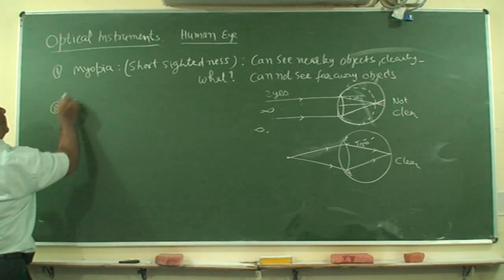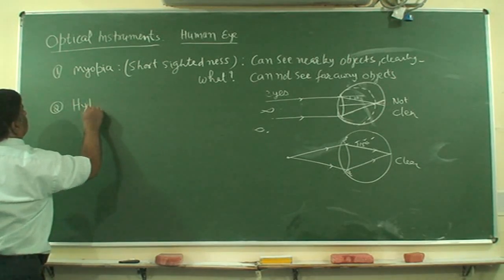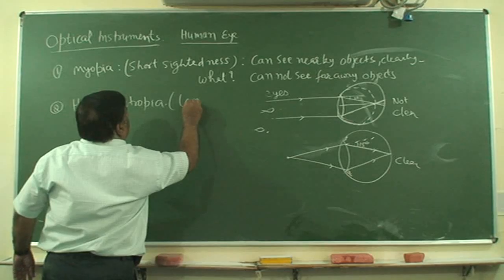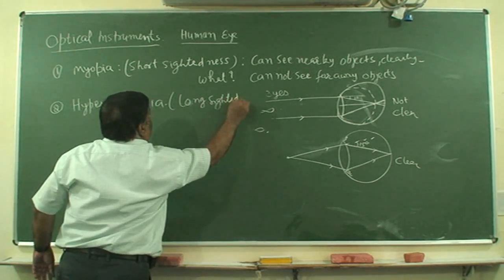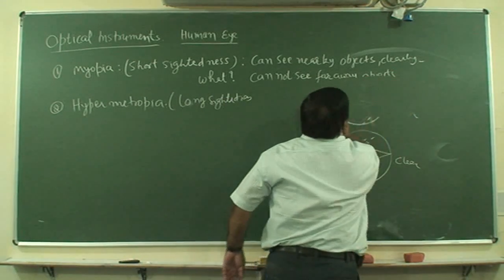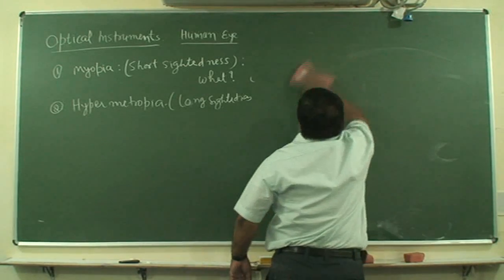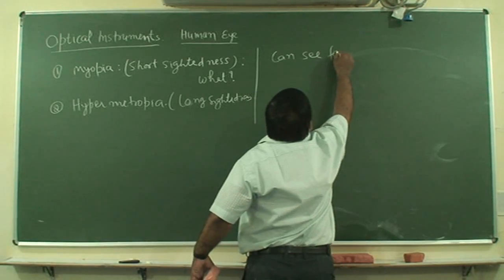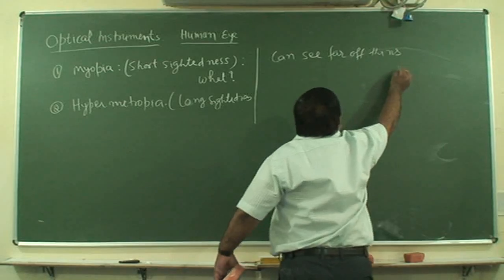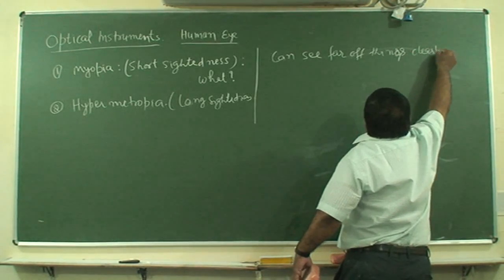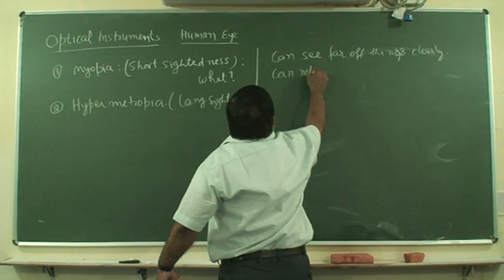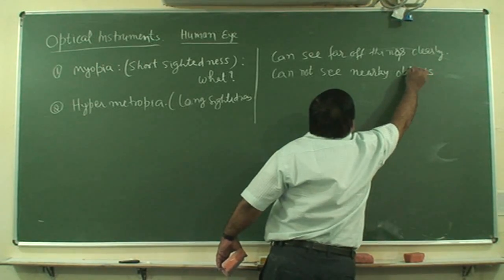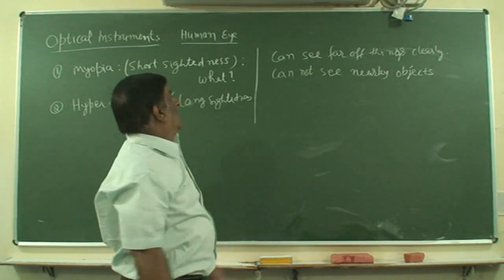The second defect is hypermetropia, or long-sightedness. In hypermetropia, everything is reverse. What does that mean? The person can see far off things clearly, but cannot see nearby objects.